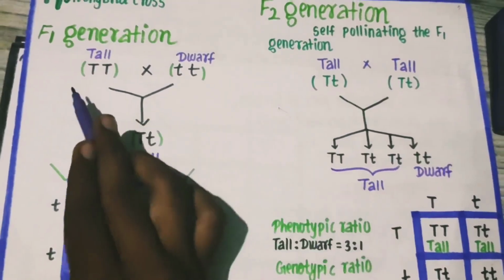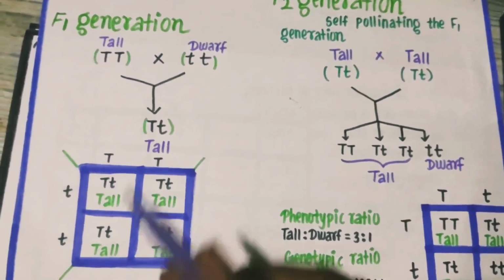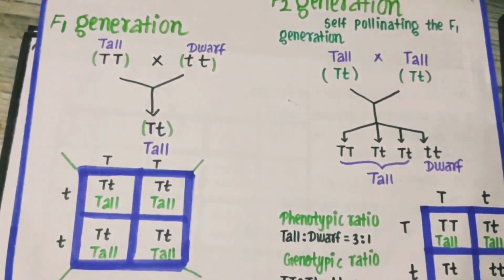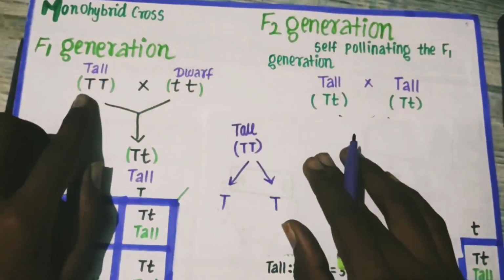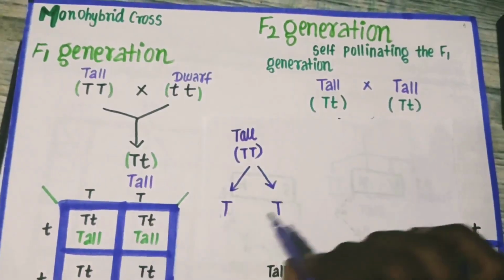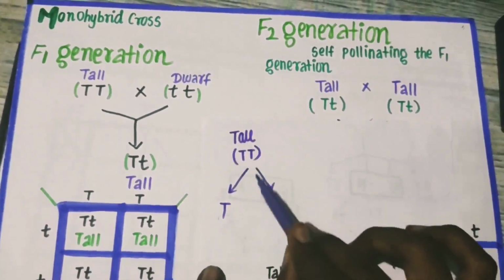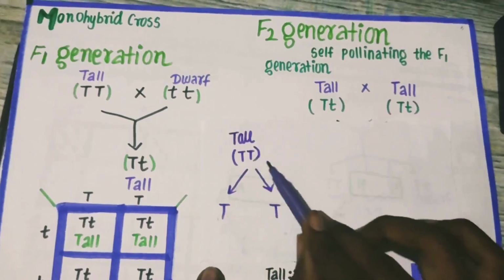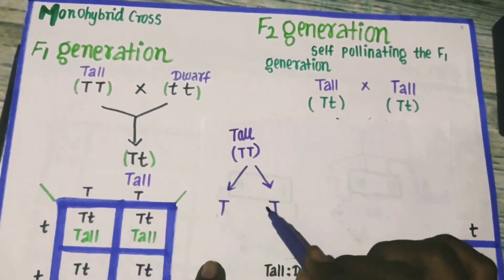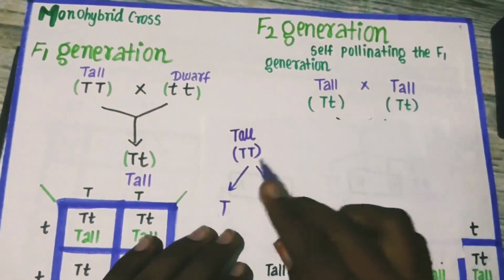Now see guys, one important thing you have to notice: in the gamete there will be presence of only one allele. Let us suppose you consider this tall plant as a male plant. During gamete formation, the alleles are going to separate, so that only one allele from this pair reaches the gamete. It can produce two gametes, and in those two gametes the alleles are going to be the same, because it is homozygous.